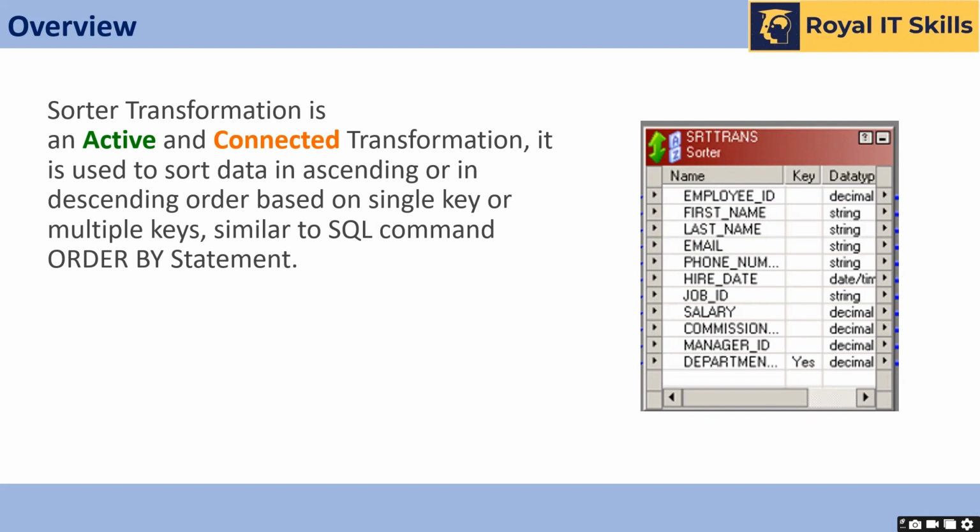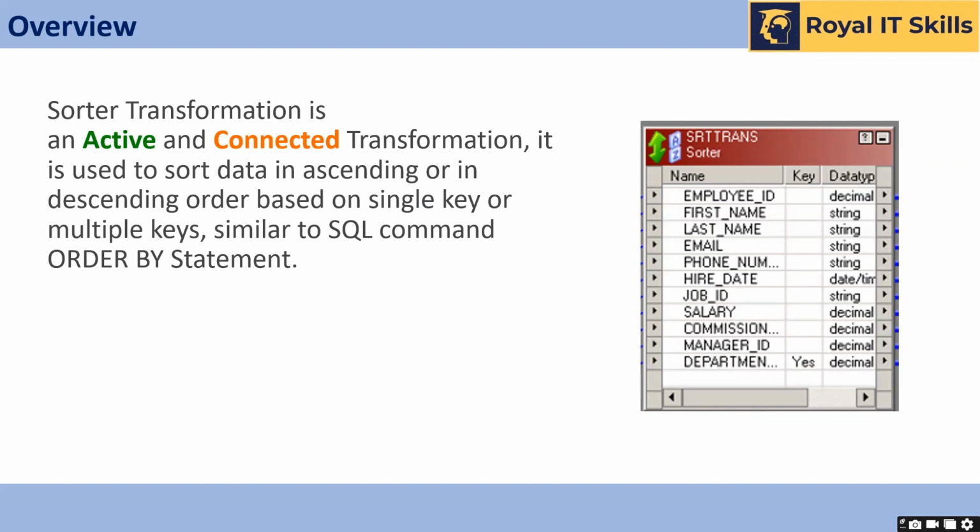So if somebody asks you in the interview what kind of transformation the SORTER is, you can say it's an active and connected transformation. It's connected too, so we connect this transformation to other transformations in the mapping. It is used to sort the data in ascending or descending order based on a single key or multiple keys, similar to the SQL ORDER BY statement. We'll see how it works.